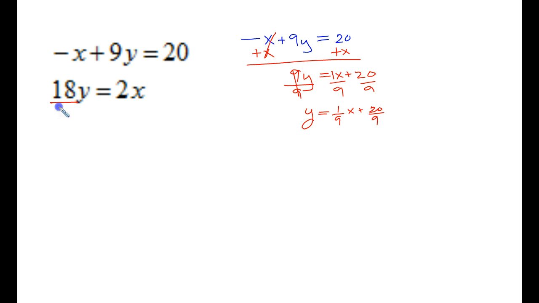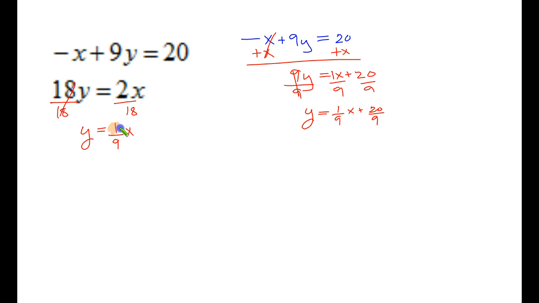This one, all we have to do to get y by itself is divide. The x is already on the other side. So y equals 2 over 18. Those are both even, so they reduce. If we divide them both by 2, 2 divided by 2 is 1. 18 divided by 2 is 9. So I get 1/9 x.